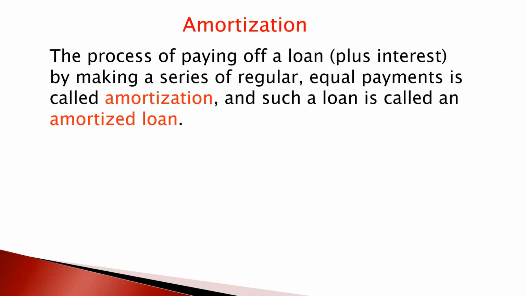So what is an amortization? Well, it is the process of paying off a loan plus interest by making a series of regular equal payments. Such a loan is called an amortized loan. If you think about your credit card, you can make payments of any amount at any time. Amortized loans are quite different, and are more like your car loan or a mortgage.